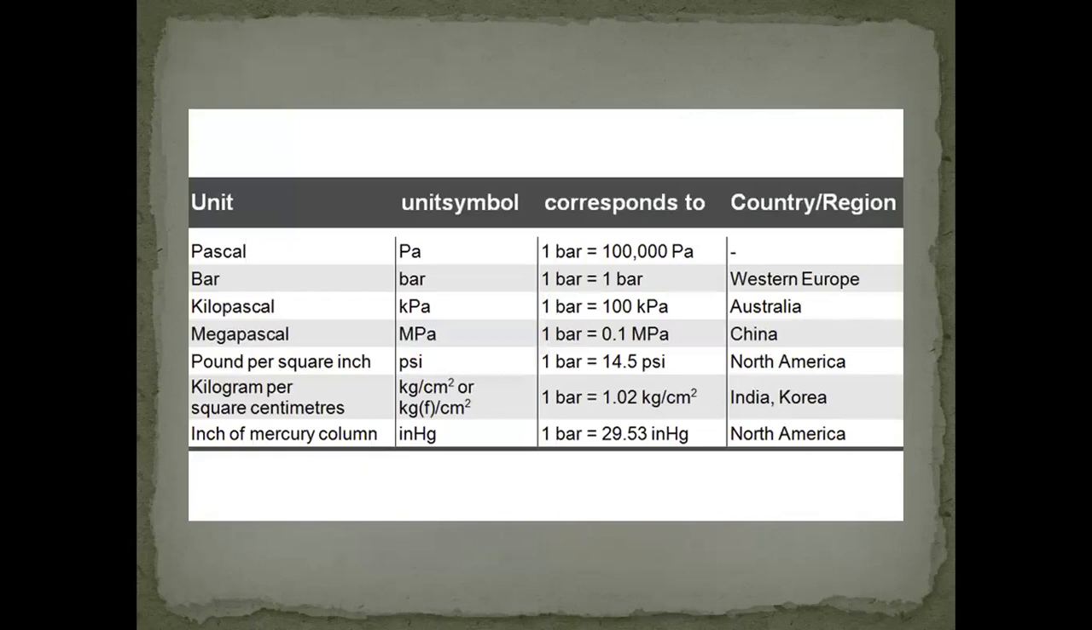These are different units used for pressure: Pascal, bar, kilopascal, megapascal, pound per square inch, inches of mercury. In Pakistan, we mostly use PSI and kilogram per square centimeter.